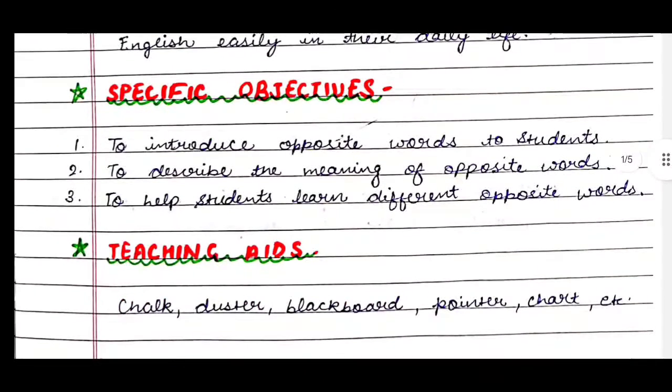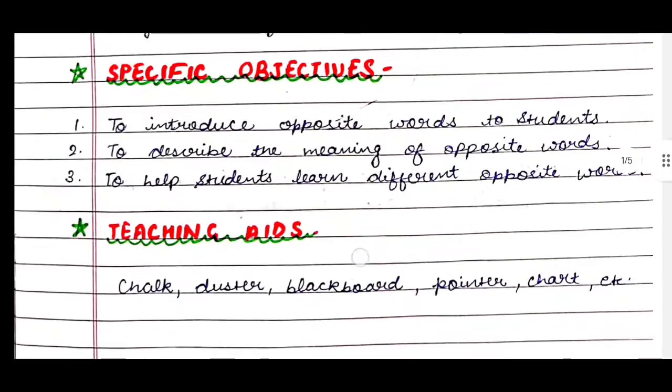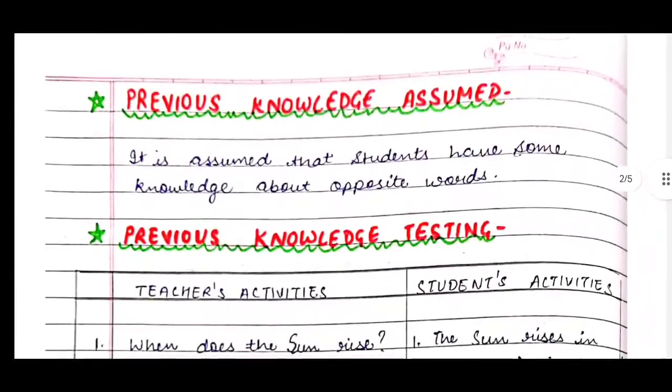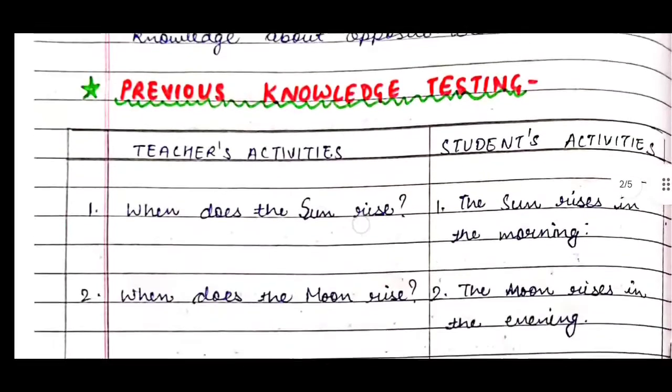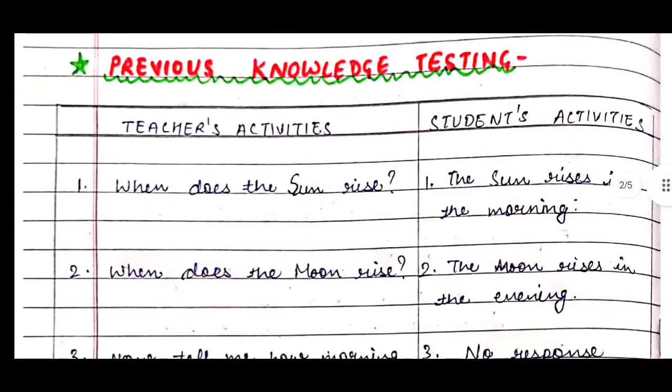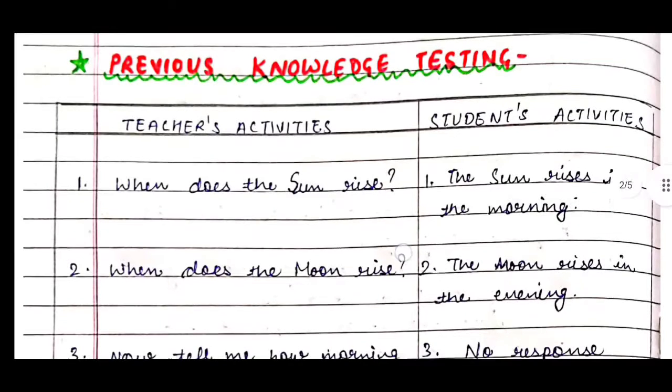Next heading is teaching aids. So here we'll write chalk, duster, blackboard, pointer, chart, etc. Whatever you need to teach the chapter. After that comes previous knowledge assumed. So we'll write it is assumed that students have some knowledge about opposite words. Then we write previous knowledge testing. So for this we make two columns. One is teachers activities and the other one is students activities. Here the teacher asks questions and the students have to answer them.